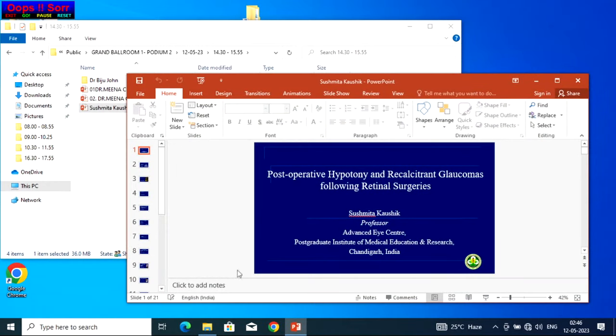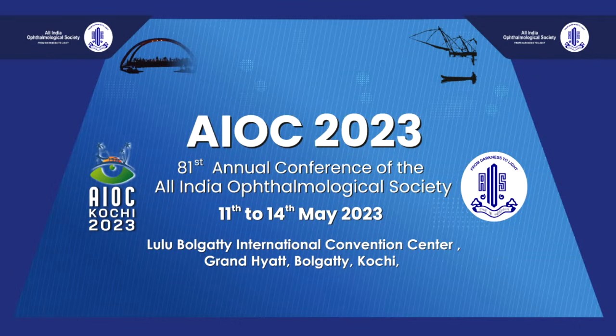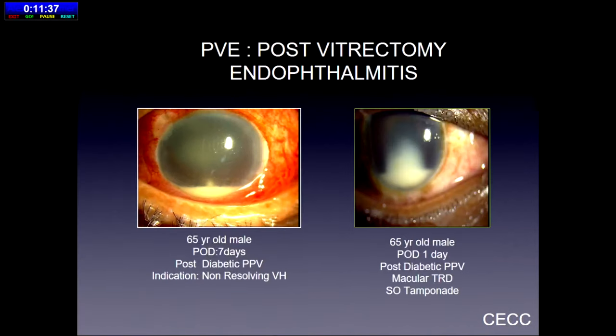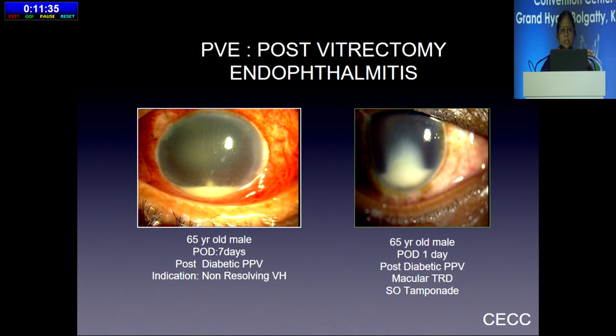I'll be speaking on anterior segment infections, inflammations, and a few other miscellaneous conditions that commonly occur in the anterior segment following a complicated posterior segment procedure. So let us look at these two patients. Both of them are 65 years old. Both of them have undergone a diabetic pars plana vitrectomy.